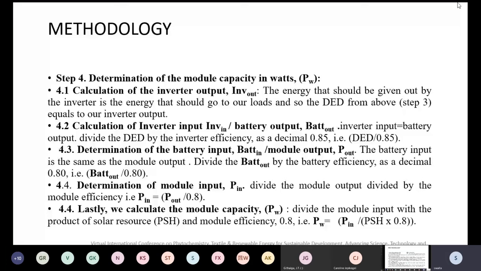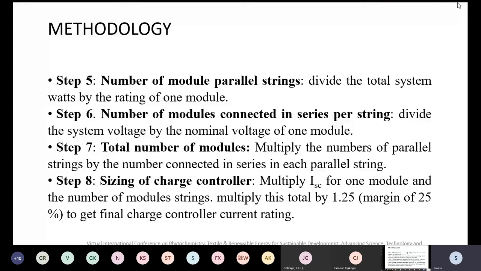So once you do that, you can get the number of modules, the parallel strings. You divide the total system energy by the rating of one module. And you can determine the number of modules you connect in series per string by dividing the system voltage by the nominal voltage of one module. And then you multiply steps 5 and 6 to get the total number of modules that you need.